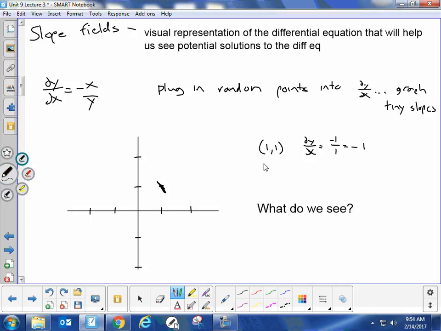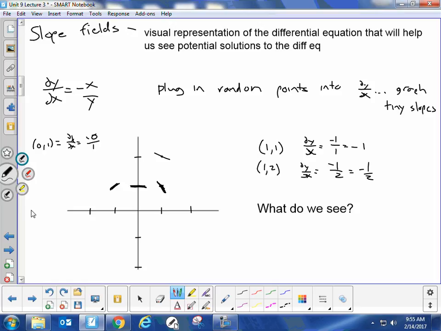Well, let's kind of expand where we look. Let's look at (1, 2). Well, dy dx is going to be equal to negative 1 over 2. Negative 1/2. Well, at (1, 2), I need negative 1/2. So a little bit shallower. Let's look at (0, 1). I'd have dy dx equal to negative 0 over 1, which is 0. What is a 0 slope? It's horizontal. At (-1, 1), I'd end up with a slope of 1.